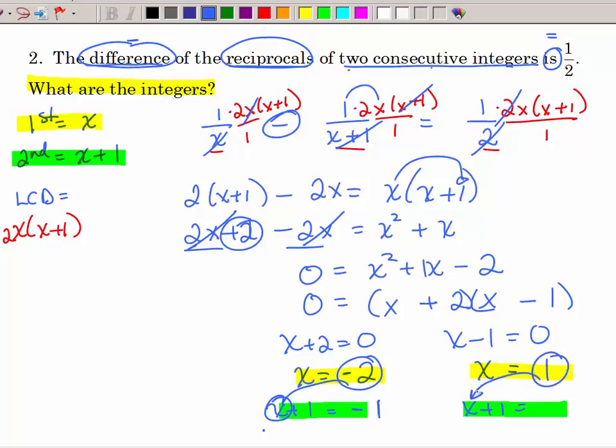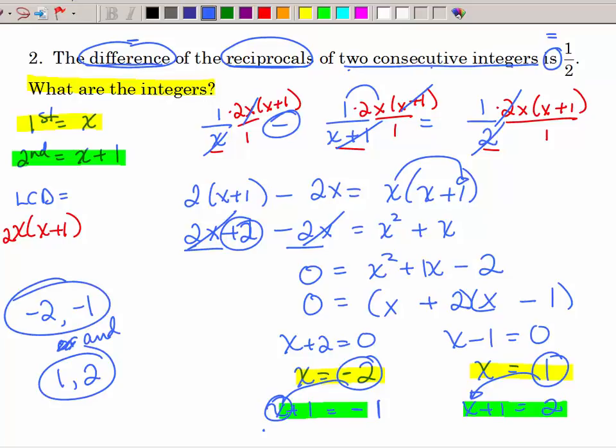Same thing here. 1 plus 1 is 2. So I have negative 2 and negative 1. I also have, I guess I should write the word and, positive 1 and positive 2. So I have 2 sets of answers. So the key thing here is those reciprocals and 2 consecutive integers, the x and x plus 1.